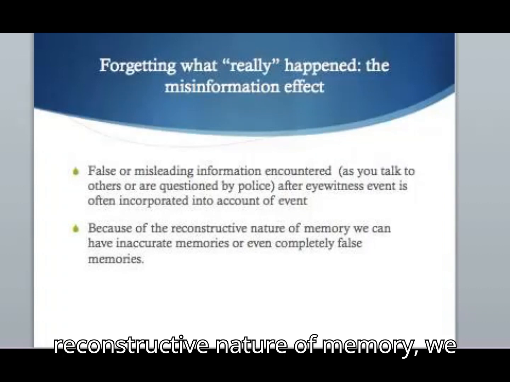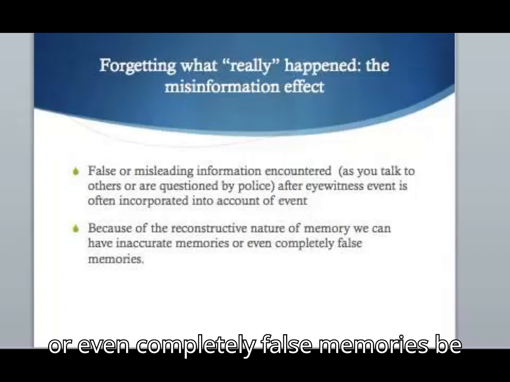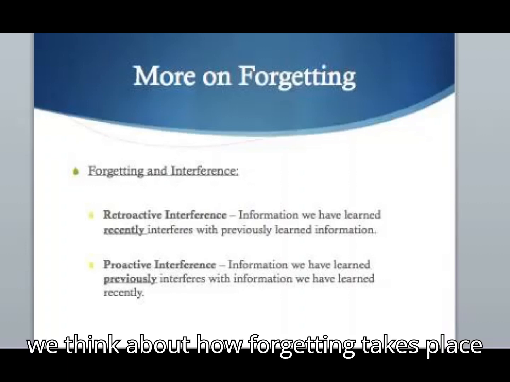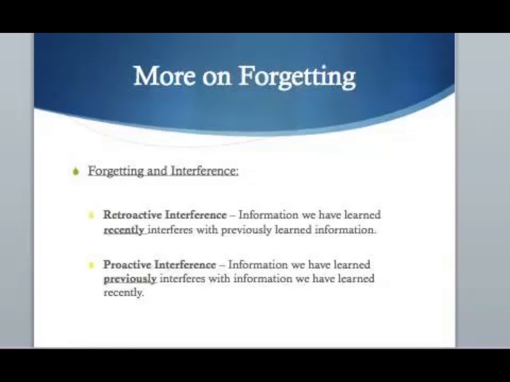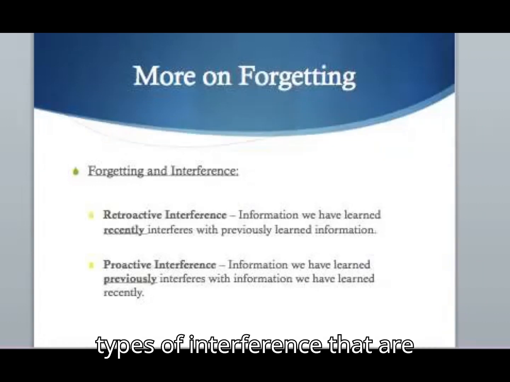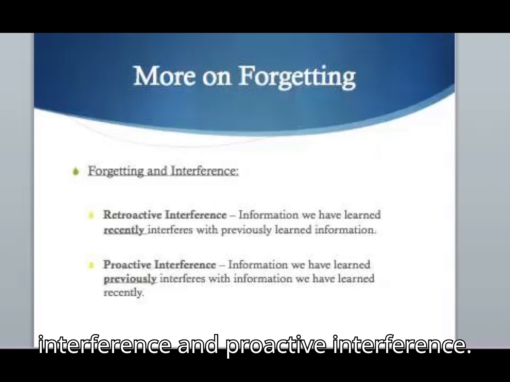And because of the reconstructive nature of memory, we can, in fact, have inaccurate memories or even completely false memories be encoded. And so when we think about how forgetting takes place and how these false memories can be formed, we have to look at two types of interference that are primary. We have retroactive interference and proactive interference.